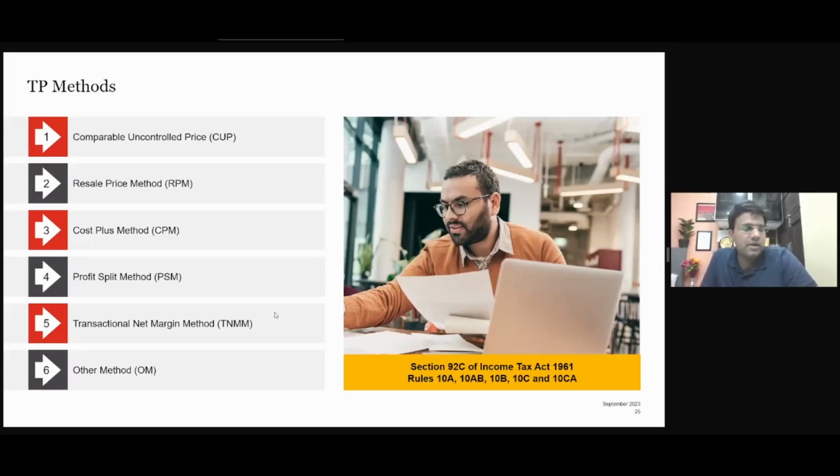Then comes the resale price method. Usually, in the case of trading, where the associated enterprise is just doing resale, what sort of resale margin should it earn? Then comes the cost plus method, usually used in the case of back offices, where Indian companies are purely working for the foreign company. Then we say, okay, what costs you are incurring for these services, and then we inflate it with a certain profit margin, the minimum margin you should be earning. That cost plus basis becomes the sale price, the price at which you should earn your revenue.